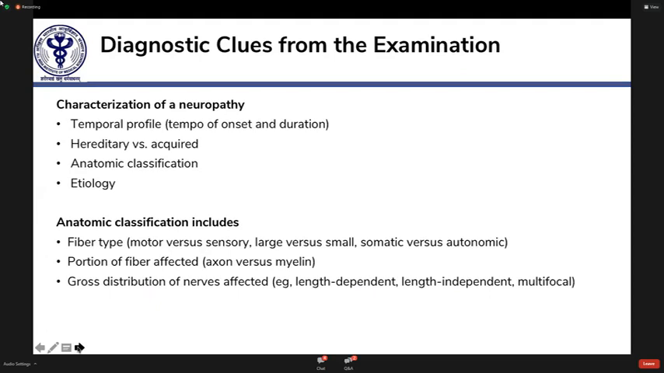So what are the diagnostic clues from examination? When you go to the examination, you need to characterize. You have some idea about the tempo of onset and duration from the history, and you confirm in examination whether it matches, whether it's hereditary versus acquired, the anatomical classification, and the etiology. These are what we are trying to decipher from the history and then from the following examination. The anatomical classification includes motor or sensory, large versus small fiber, somatic versus autonomic, whether it's an axonopathy or demyelinating neuropathy, and whether it's a length-dependent, length-independent, or multifocal pattern.